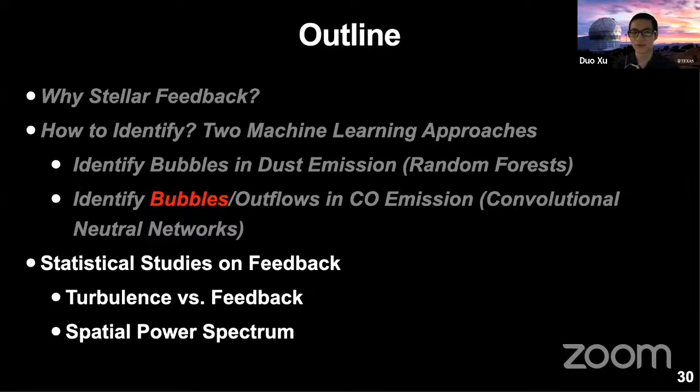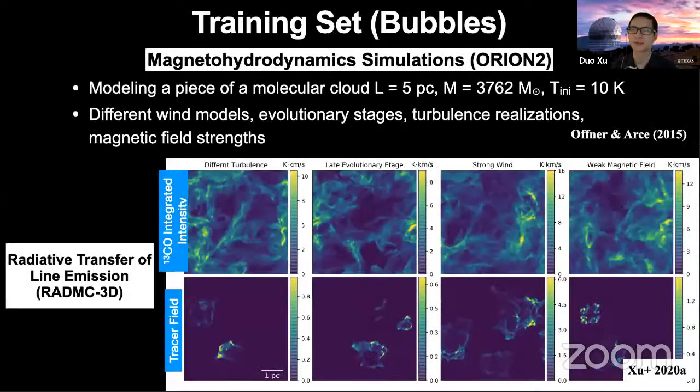Then we have identified outflows. Similarly, we could also identify bubbles in CO emission. The method is identical. They are almost the same. The only difference is the training set. Instead of the outflow simulation, here we use the wind simulation.